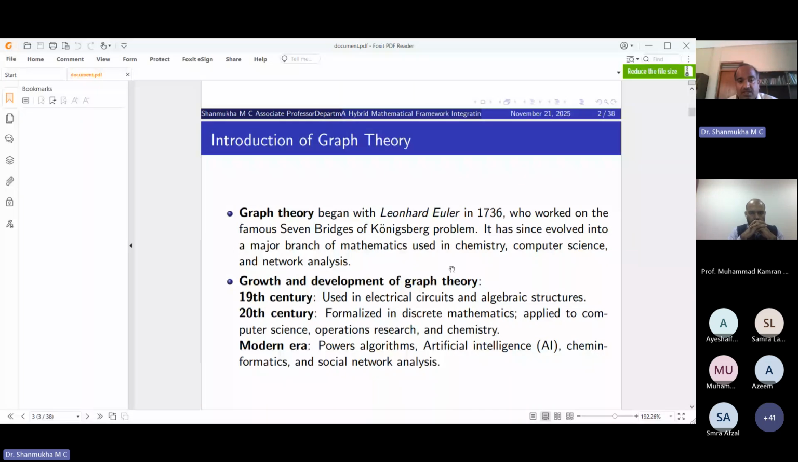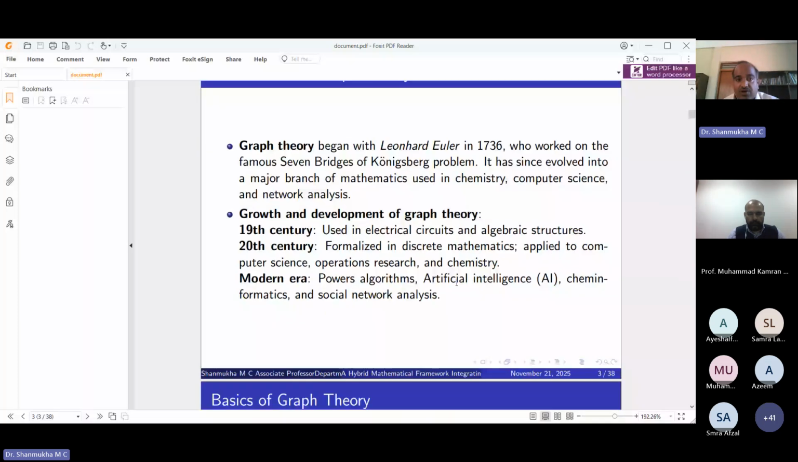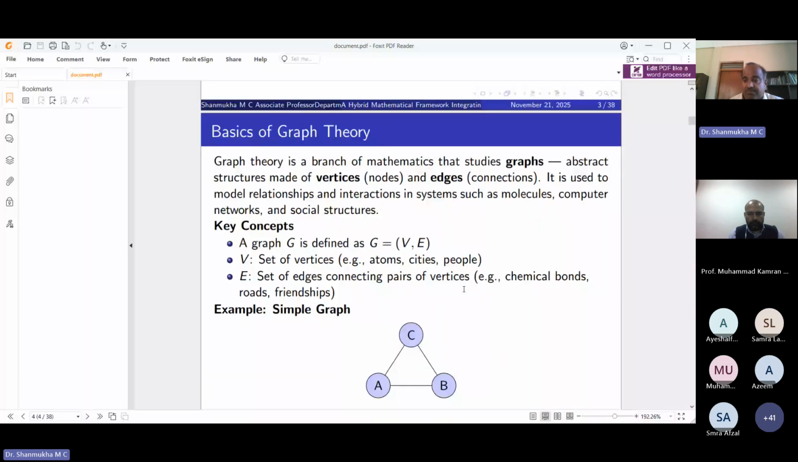In the 19th century, it was used in electrical circuits and algebraic structures. In the 20th century, it was formalized in discrete mathematics, operations research, and chemistry, and applied to computer science. In the modern era, it is used in algorithms, artificial intelligence, social network analysis, and cheminformatics. So now we move on to basics of graph theory.